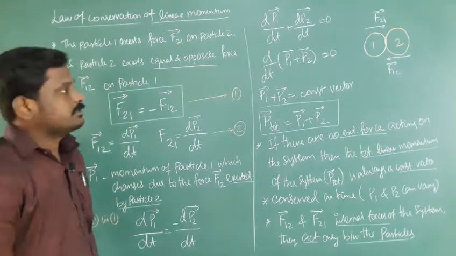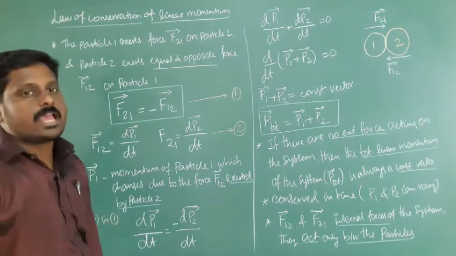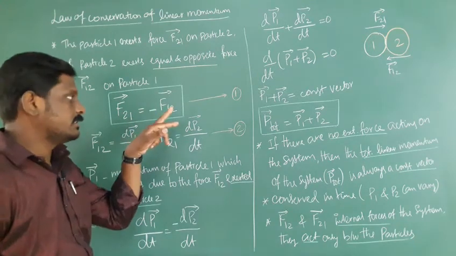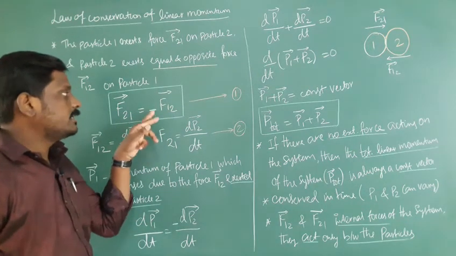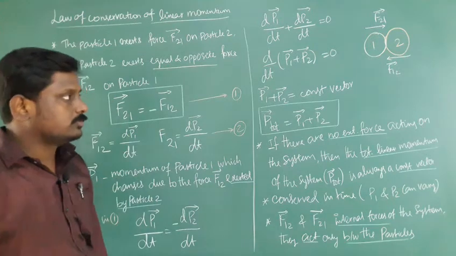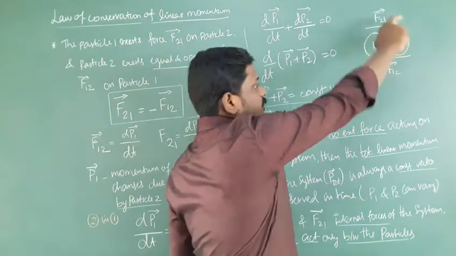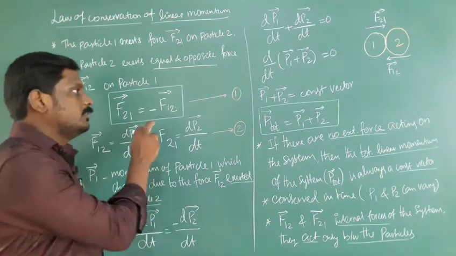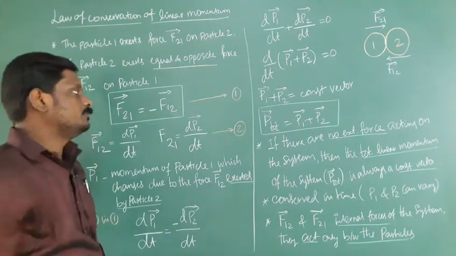You can write this using Newton's third law, that is, action equals minus reaction. So F21, the force particle 1 exerts on 2, equals minus F12. One is in the positive direction, the other in the negative direction.